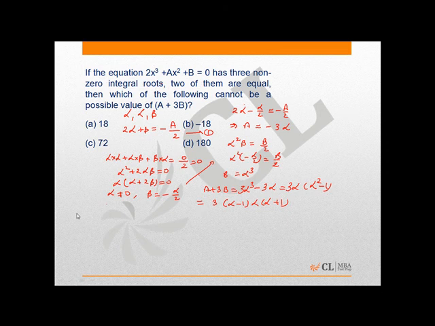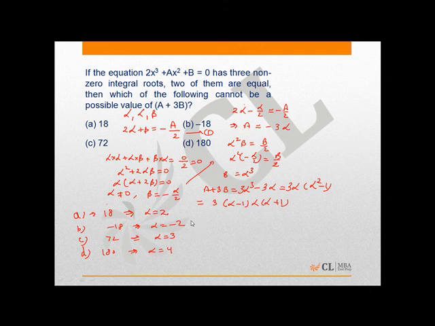If I say option A says that this value is 18, 18 gives you alpha is equal to 2. Okay. Option B, minus 18, gives you alpha is equal to minus 2. Option C is 72, gives you alpha is equal to 3. And option D, 180, gives you alpha is equal to 4.